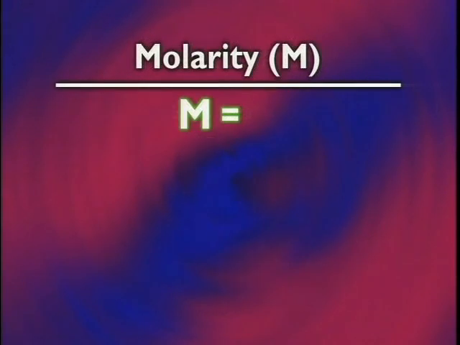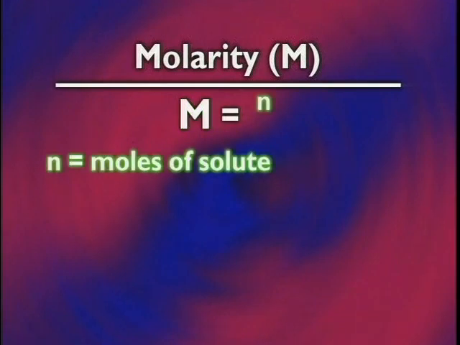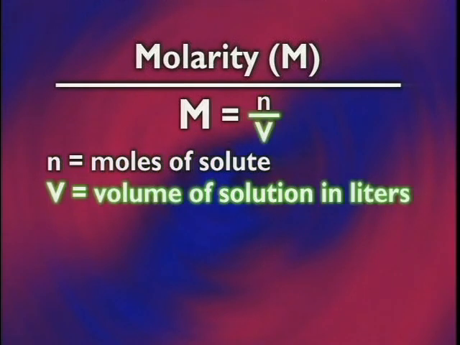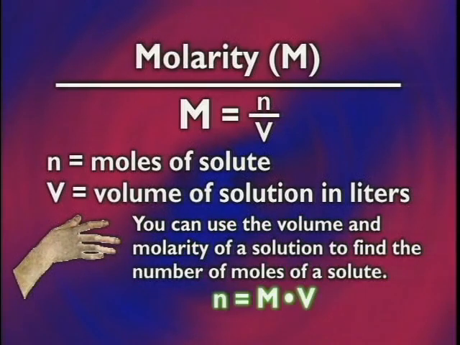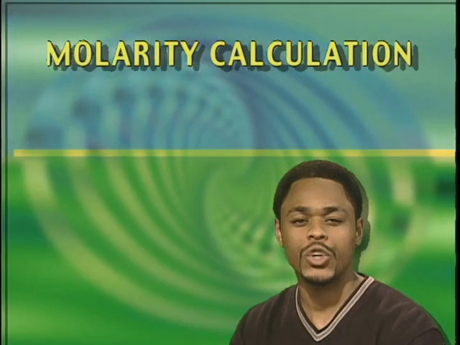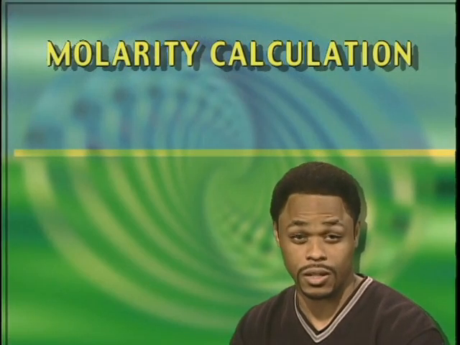The equation you'll use to find the molarity is N, the moles of solute, that's the lesser or solid part of a solution, divided by V, the volume of solution in liters. And this is handy. You can use the volume and molarity of a solution to find the number of moles of solute you have by rearranging the molarity equation to read N, the number of moles, equals molarity, capital M, times V, the volume. We're going to show you a typical molarity calculation.